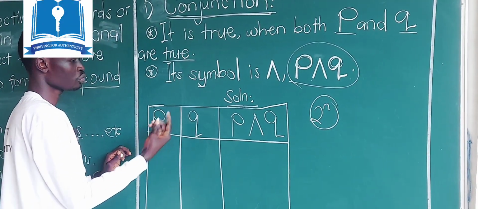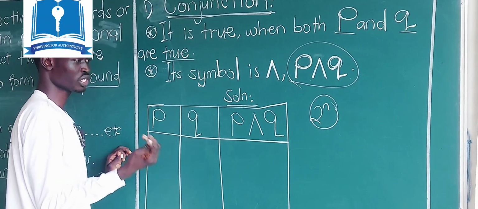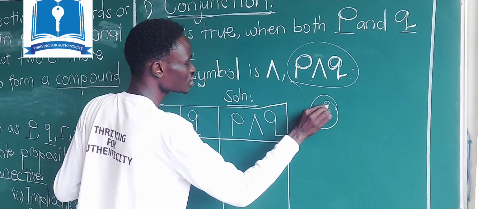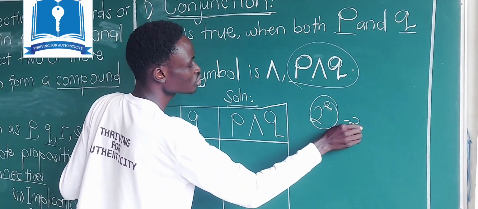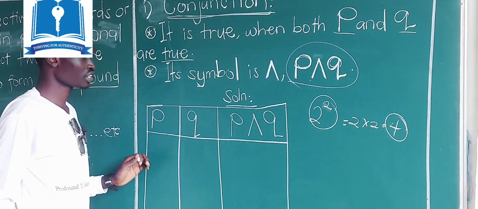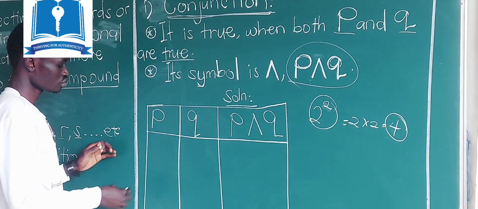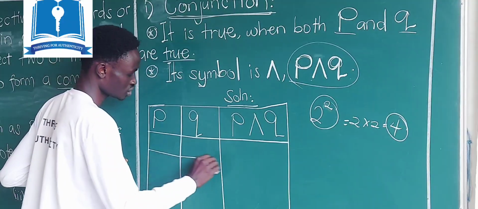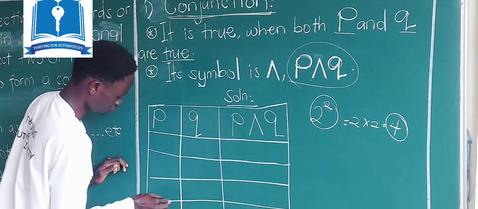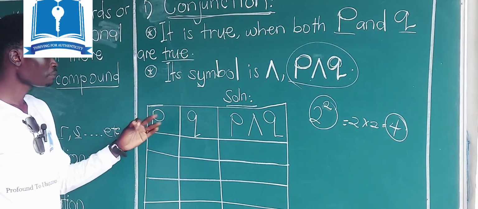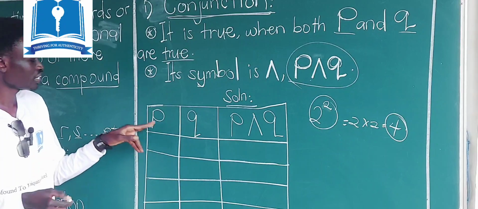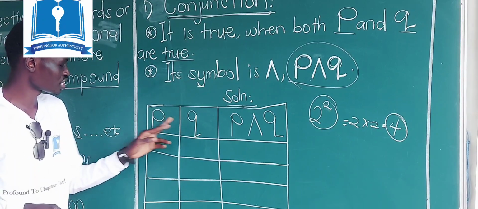So now we have two letters, P and Q. You need to find the number of rows, where this n represents the number of letters. So it will be 2 times 2, which gives us 4. So for this, we have 4 rows. So you need to draw your 4 rows. Now, after drawing these 4 rows, you can get the truth values for these two.